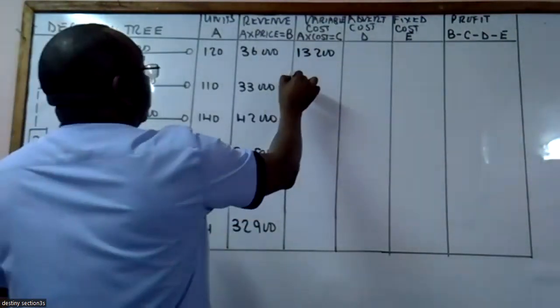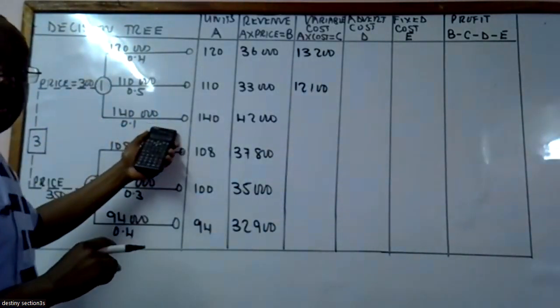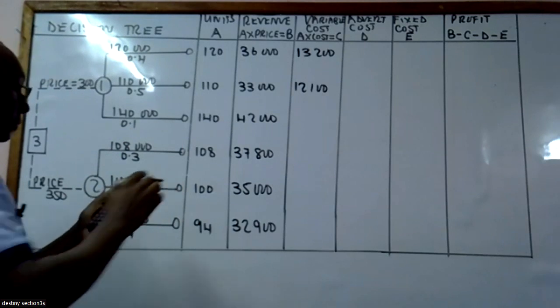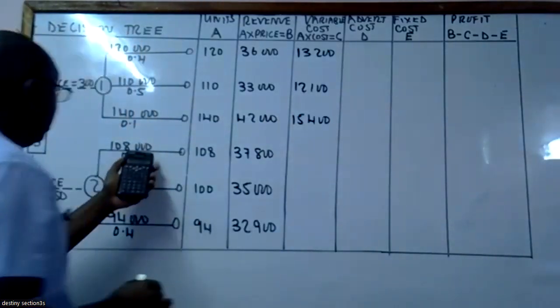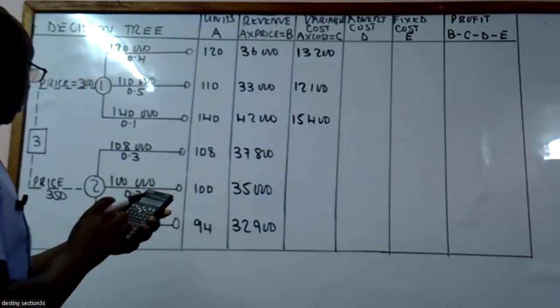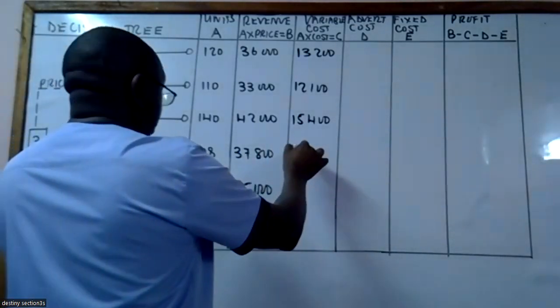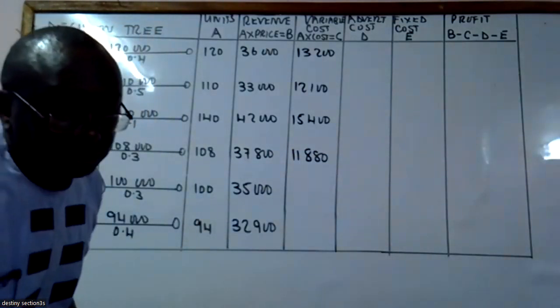Even this one is also more than 100, so it is 110 times 110. That is 12,100. This is also more than 100, so it is 140 times 110. That is 15,400. This is also more than 100, so it is 108 times 110. This is 11,880.